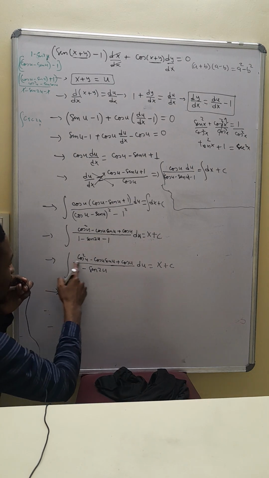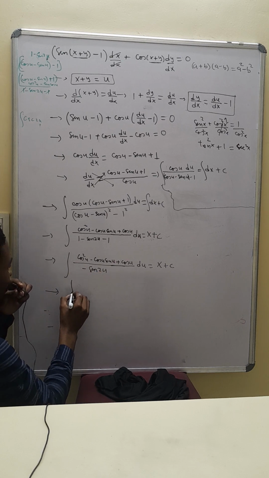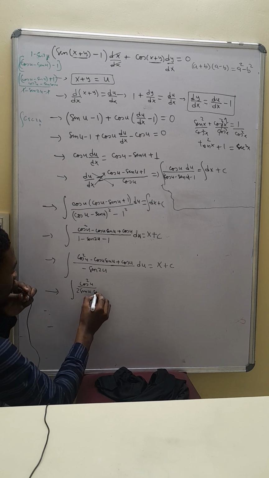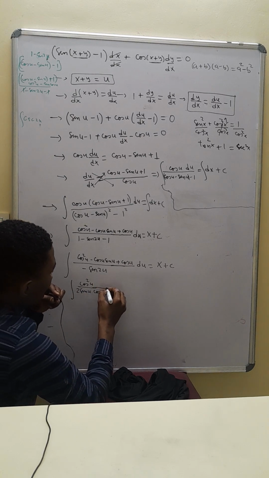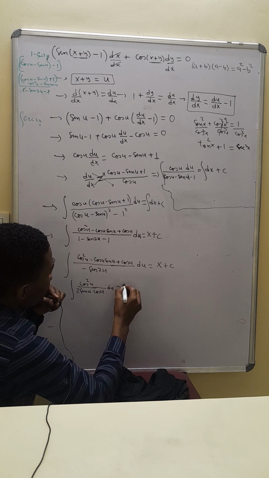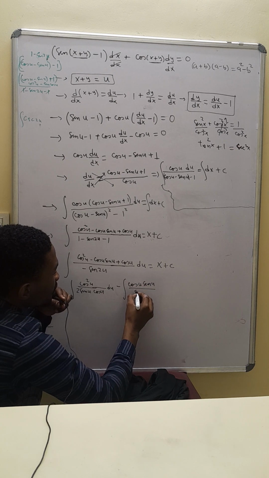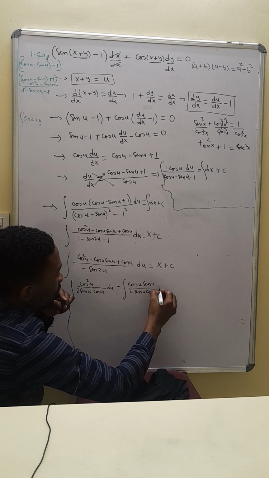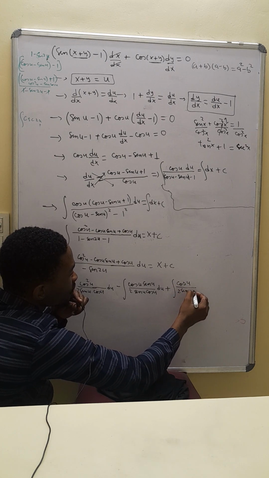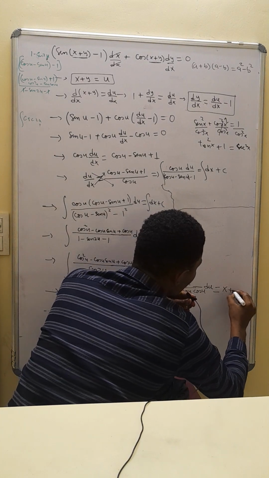Now check this expression that we have here, it is equal to what? I would separate each integration: integration of cos square of u upon 2 sin u cos u du, then minus integration of cos u sin u all upon 2 sin u cos u du, plus integration of cos u upon 2 sin u cos u du. This must be equal to x plus c.